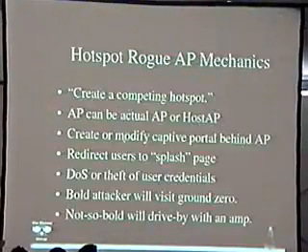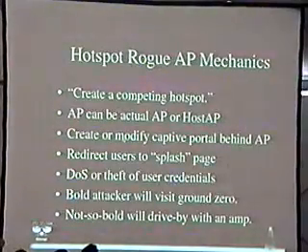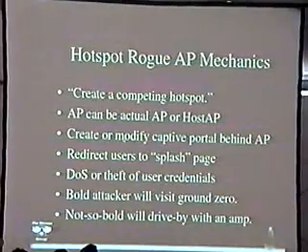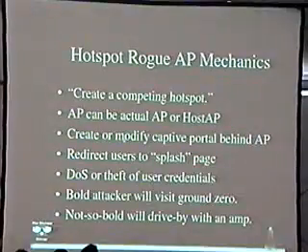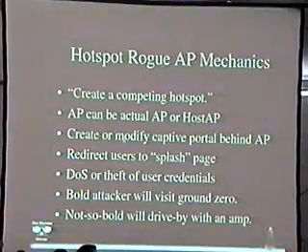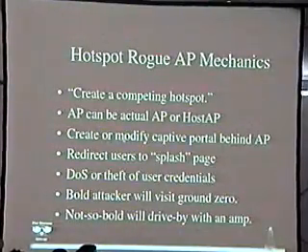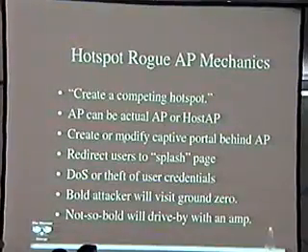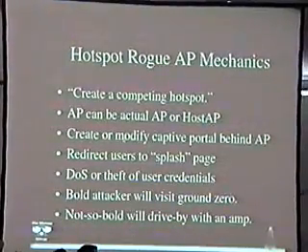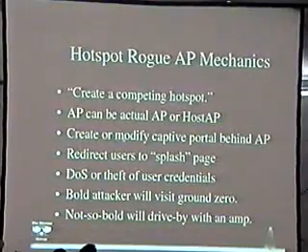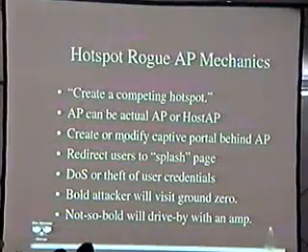AP cloning, that's kind of what we're talking about here. Hotspot rogue AP mechanics. So how do you build a hotspot rogue access point, or a rogue access point in general? Basically, you're creating a competing hotspot. The access point can actually be another AP, and then you back it with an actual Linux or OpenBSD box, whatever your flavor, or you can run a card in host AP mode, and then the card becomes the AP. You create or modify a captive portal behind the AP.